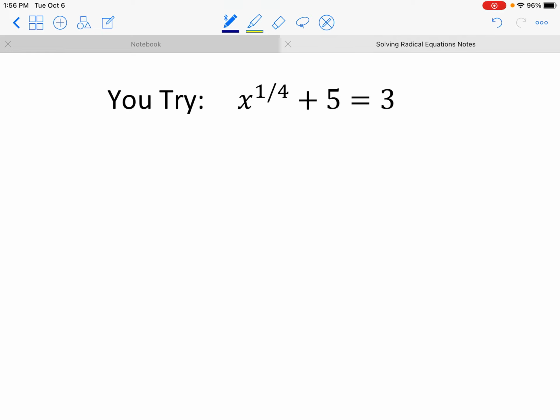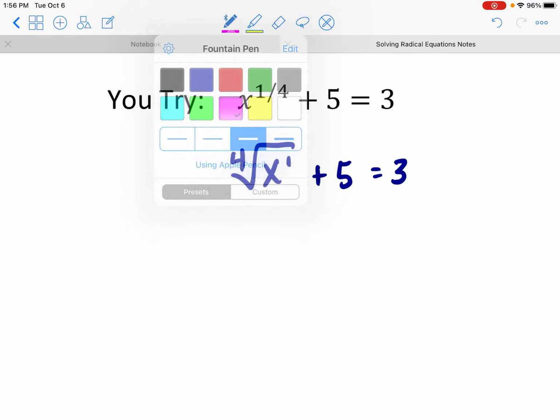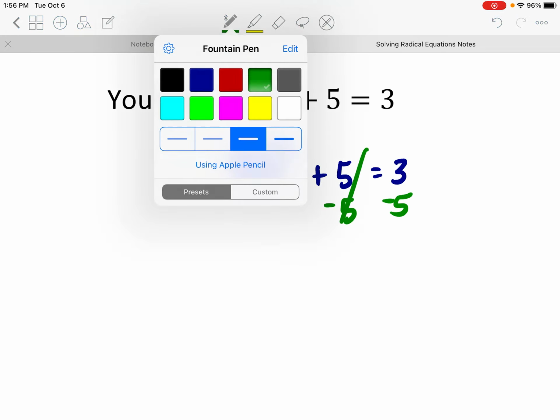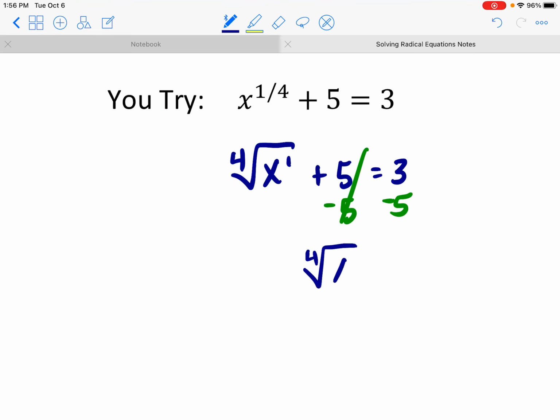If not, let's see. This is the same as the 4th root of x to the first. And then we have a plus 5 and equal to 3. So we're going to subtract the 5 to get the radical by itself. And that leaves me with a 4th root of x equal to a negative 2. If I was solving this, I would stop here. I know that I cannot take the fourth root of something and get a negative. So I can continue to solve, but I know the solution that I get is going to be extraneous. So I would stop here.